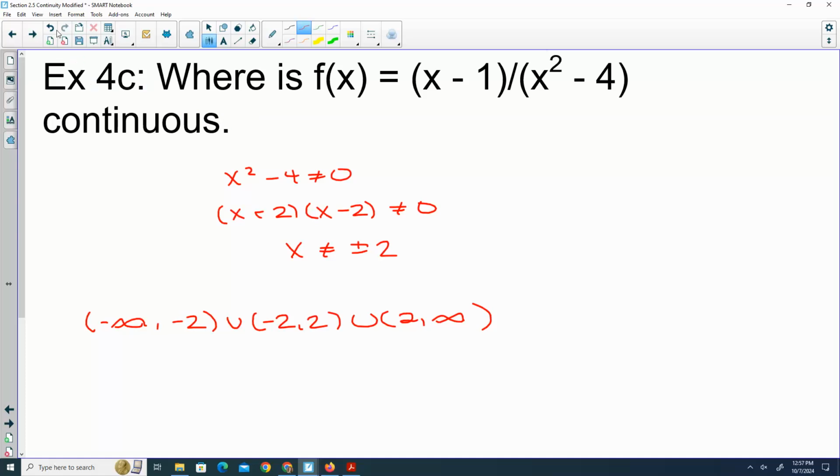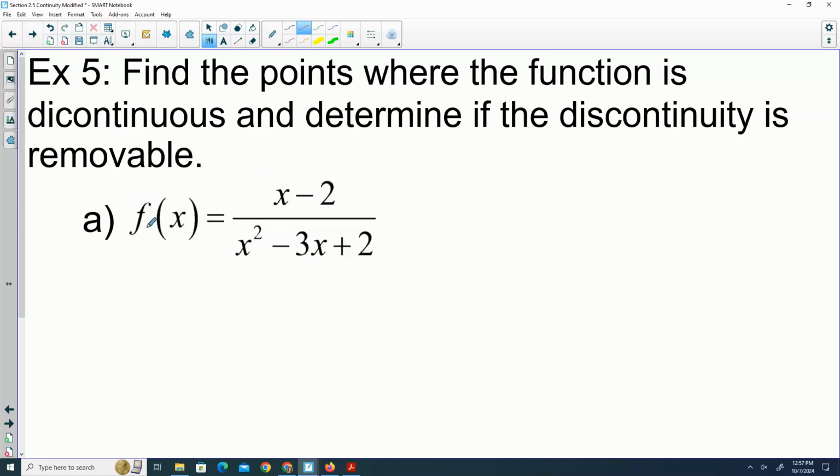Okay, let's look at another one. Find the points where this is discontinuous and decide if it's removable. Okay, so let's just start. I'm going to keep this in a fraction since I'm trying to check if it's removable. If I factor the denominator, what does that turn into? x minus 2, x minus 1. It is removable. What happens right here? There's a hole. They cancel.